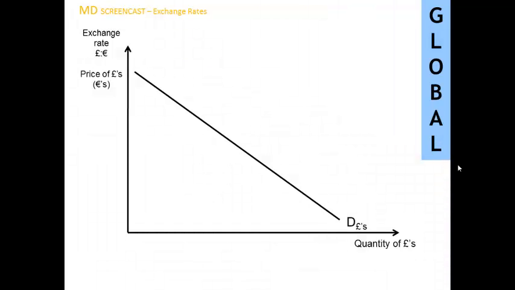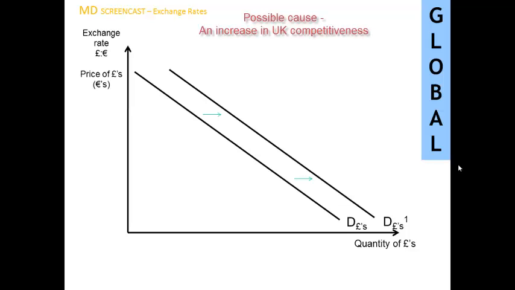An increase in demand for pounds is shown by a shift to the right of the demand curve. More pounds are demanded at each and every euro price. Possible causes of this include UK products becoming more internationally competitive. There could be an increase in demand for UK exports, and there would be an increase in demand for pounds by holders of foreign currency, including euros.